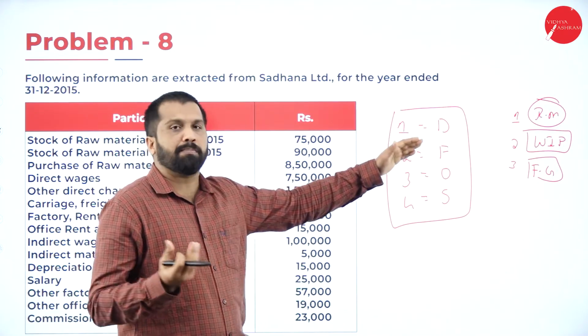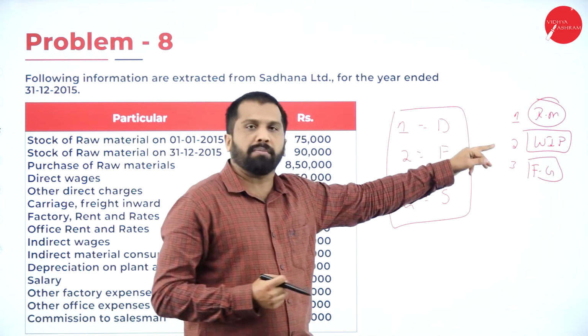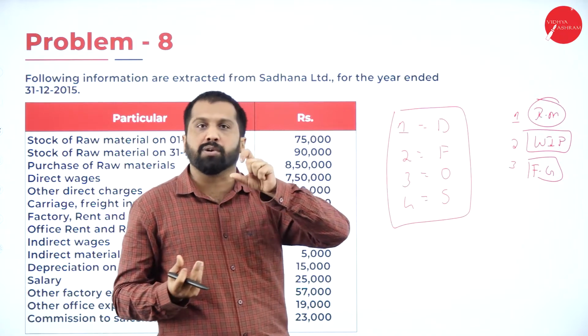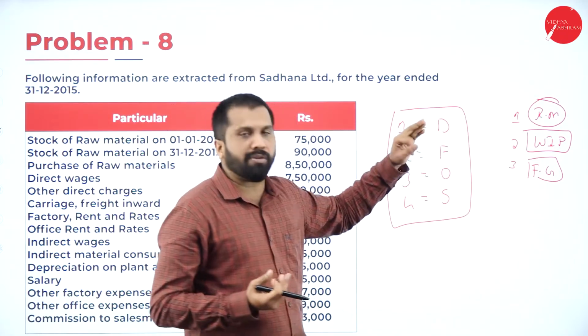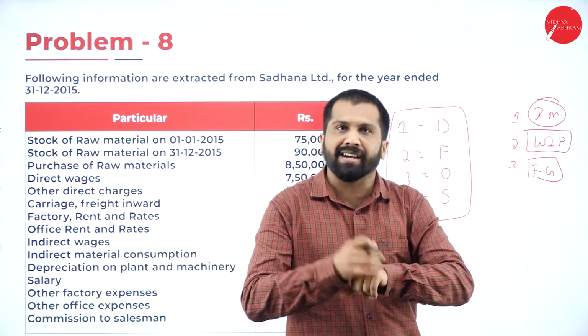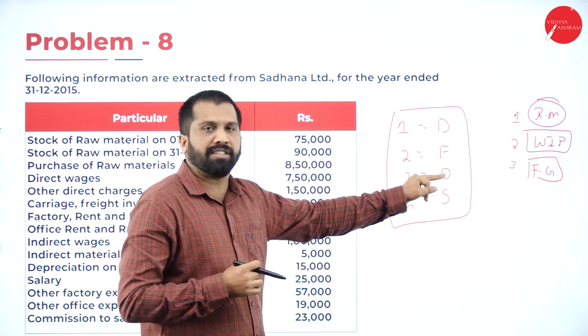Similarly, whatever the pure gold the shop owner purchases, raw material, they will add little copper, they will make it into gold biscuit. That is your work in progress. From gold biscuit, they will prepare ornaments, bangle, earrings, all those things, ring and all. That is called your finished goods.